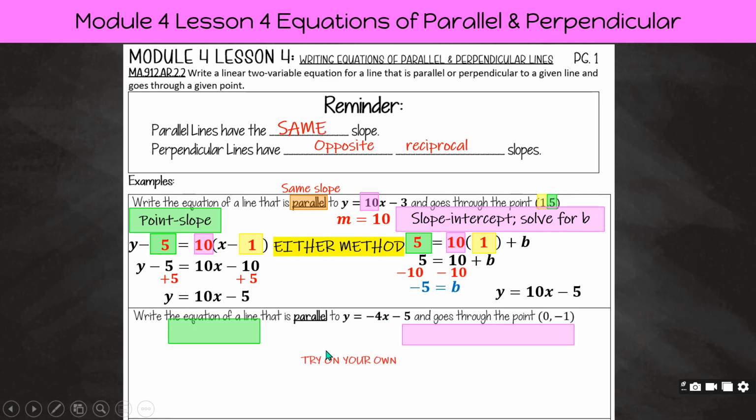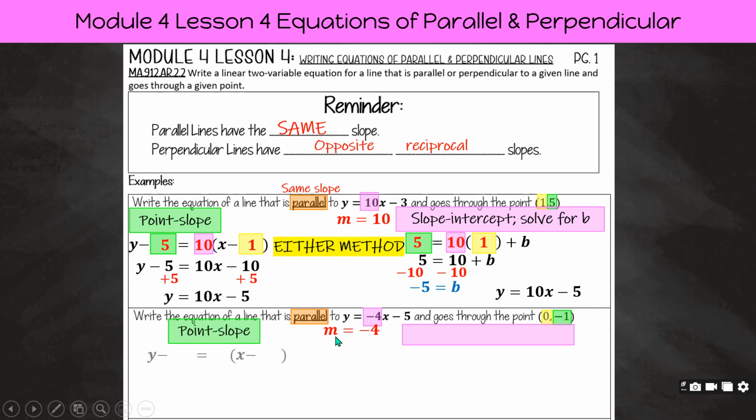Now I want you to go ahead and pause the video and try this next example on your own and see if you've got it right. All right, let's check it out. So again, we can use either method here. You don't have to use both. You just have to be able to use one comfortably. So parallel to negative 4 means our slope is going to be negative 4. Our point is 0 and negative 1.